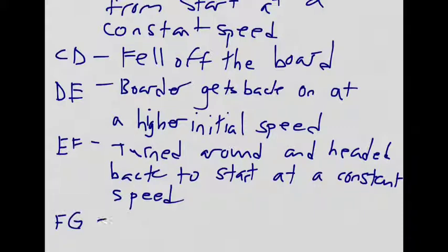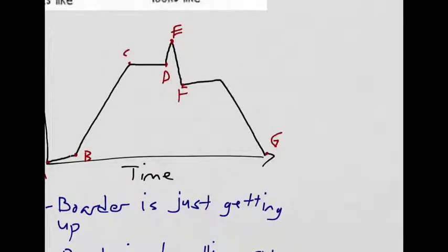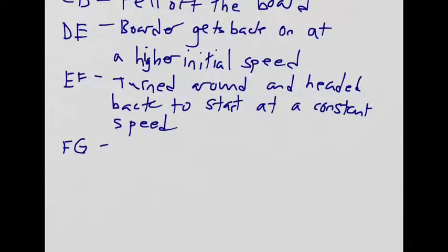F to G. Oh, I missed a point. Sorry. Let me just erase this. This I'm going to make G, and this I'm going to make H. Anyways, what's happening F to G? Fell down again. It's flat again, right? Okay, so F to G fell down again.